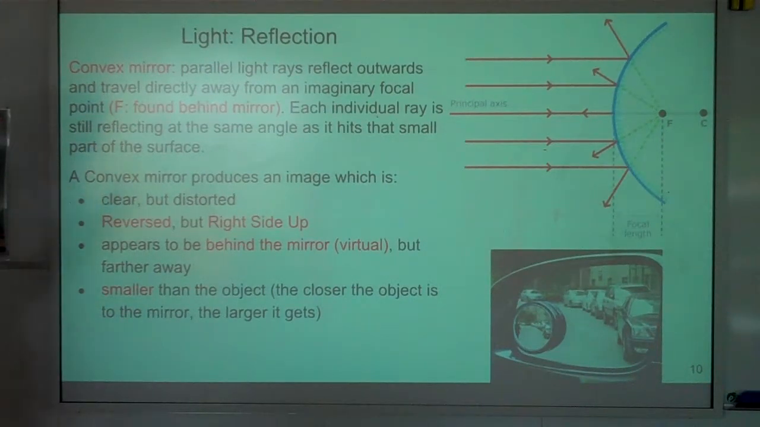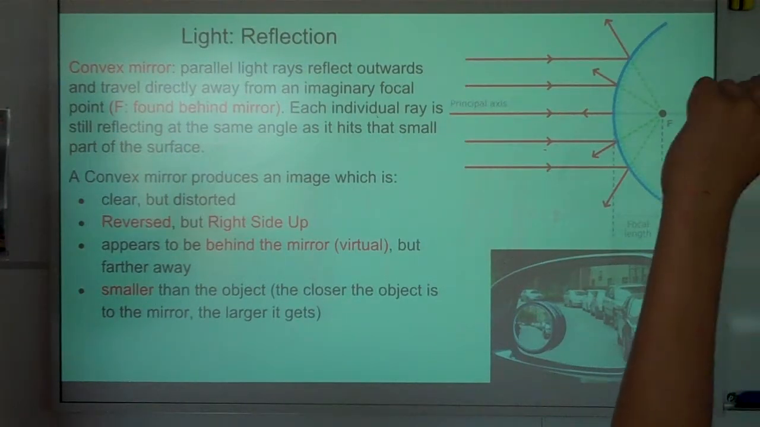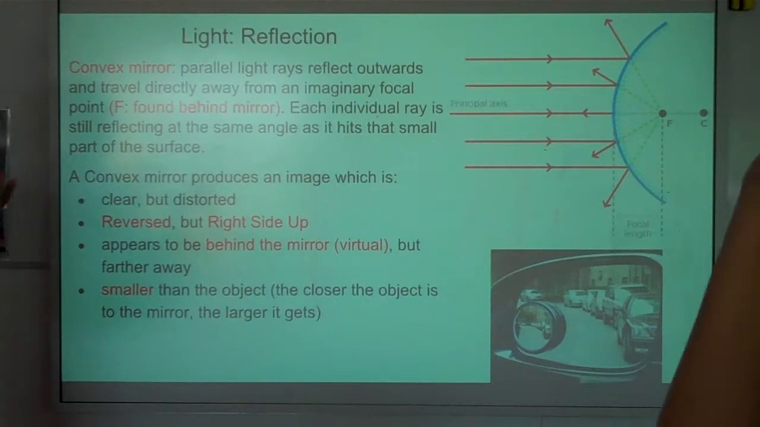Yeah. Okay. Now, reversed but right side up, it appears to be behind the mirror, so it's a virtual image, but farther away and smaller than the object. The closer the object is to the mirror, the larger it gets. So that's why these mirrors have their uses. You might even see a couple of streets in Bendigo where they have these mirrors. Because of the odd angle of the streets, they put these mirrors up so you can see around the next corner. You can't see very well, but you can certainly see movement, like another car approaching, and that gives you a warning.